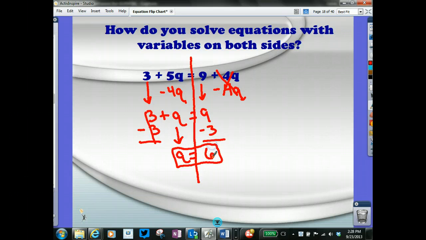Again, if I substitute this 6 back in for the q, I can say 5 times 6 is 30, plus 3 is 33. 4 times 6 is 24, plus 9 is 33. So 6 is the right solution for this equation.